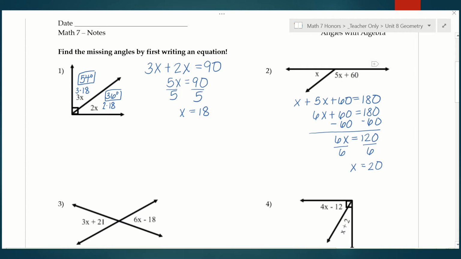Again, not done quite yet. I know that this smaller angle is going to be 20 degrees because it's just x, but this bigger angle is going to be 5 times 20 plus 60. So 5 times 20 is 100, and 100 plus 60 is 160. And then we should double check. 20 plus 160 is in fact 180, so we are good to go.